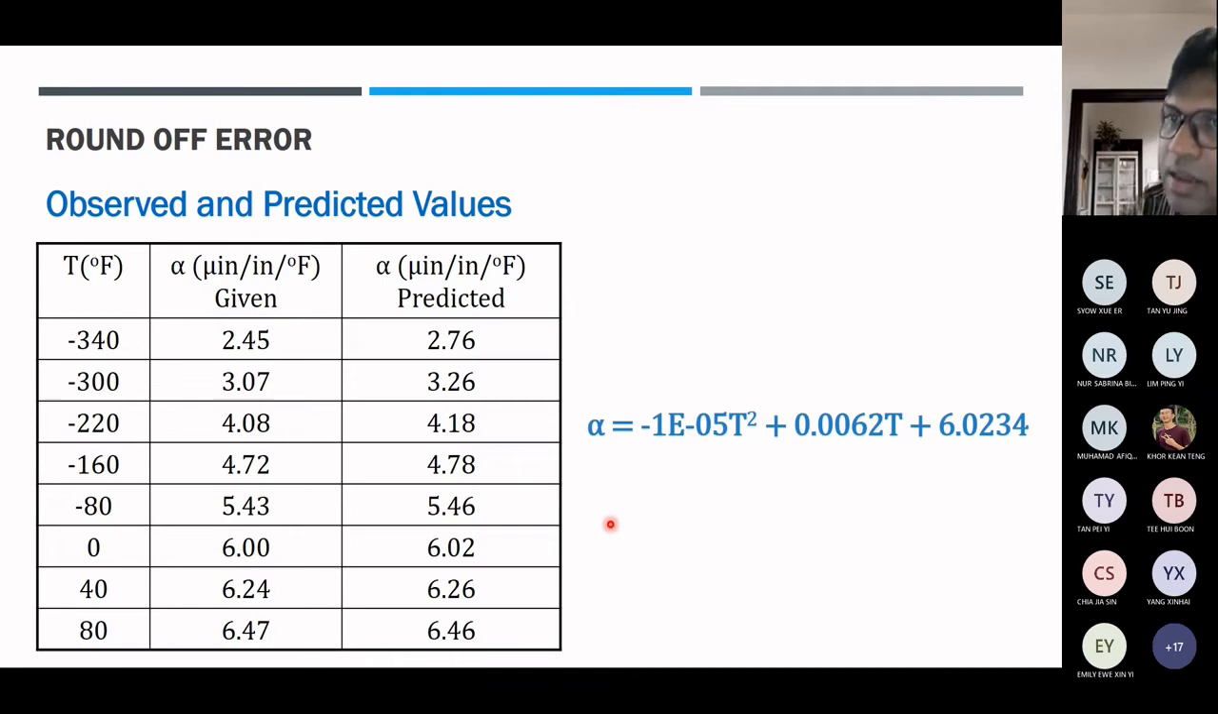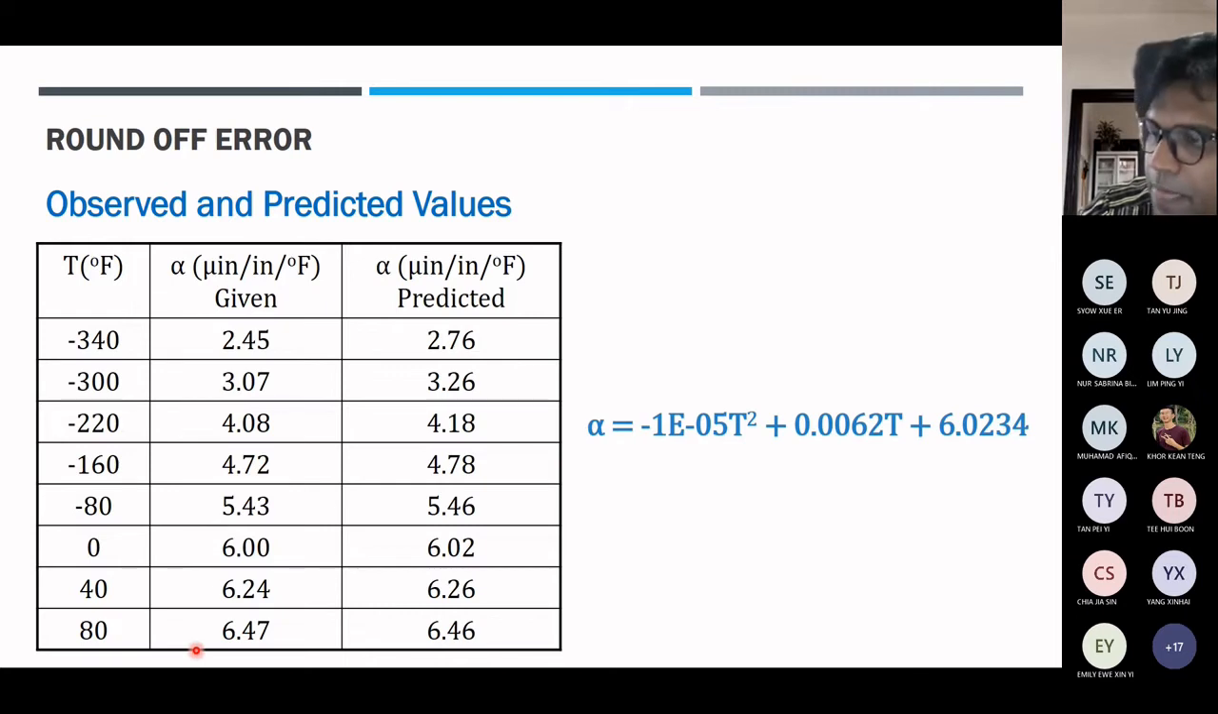Now we upload the observed and predicted values. The observed value is the given observed value, but the predicted value is based on the Excel regression data. So they give you 2.76 by using this formula. These are generated from Excel. They give you 2.76 compared to your observed value for every temperature, according to what we set in order to develop the tables.